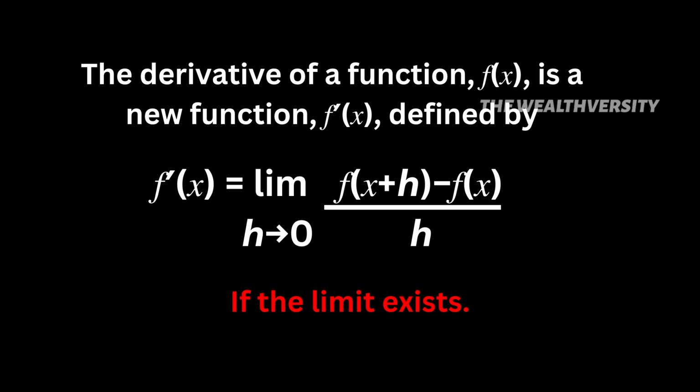f prime of x is equal to limit as h approaches 0, f of x plus h, minus f of x, divided by h, if the limit exists. This is the formula that is used to find the derivative of a function. It is called the first principles.